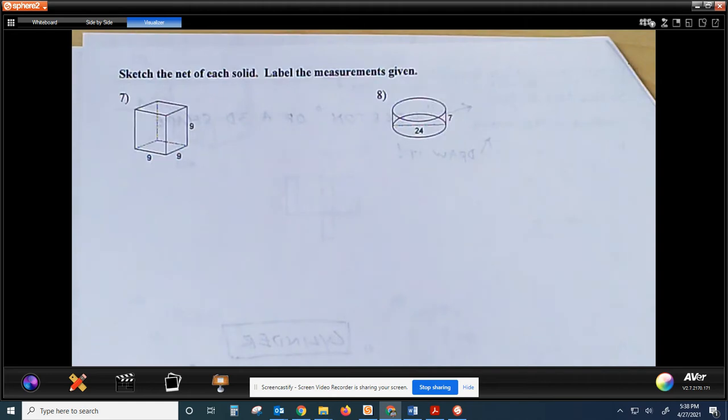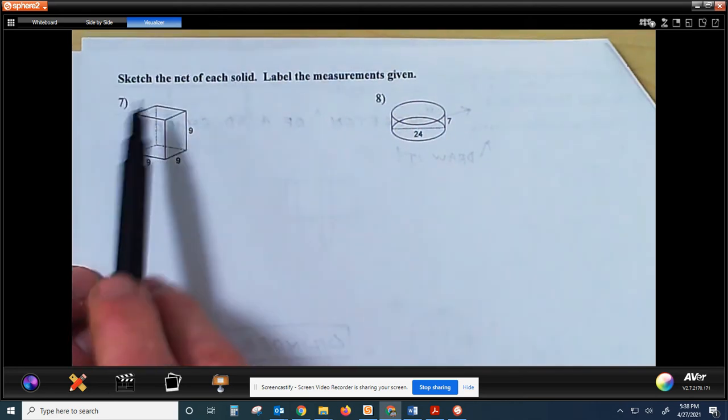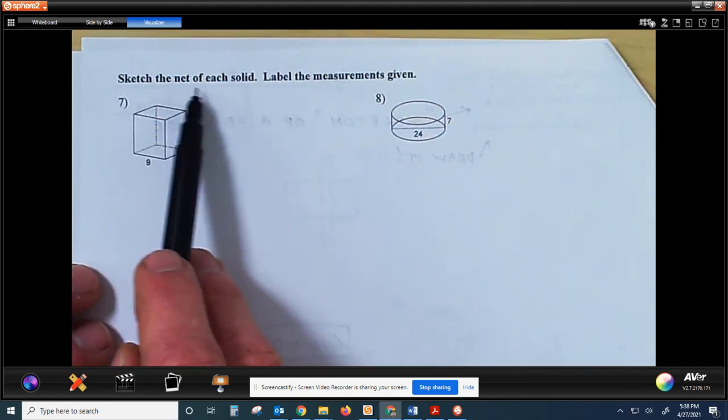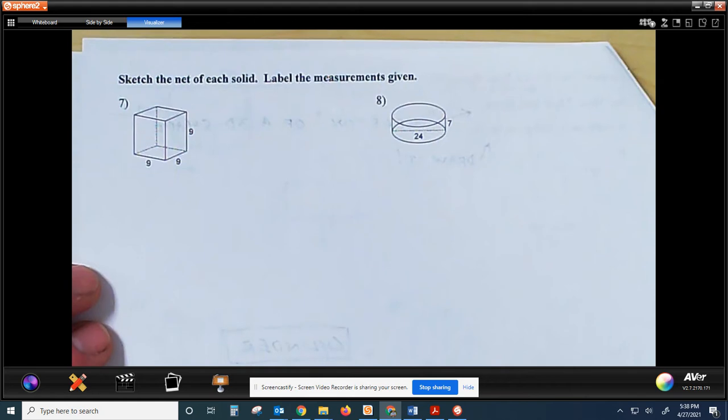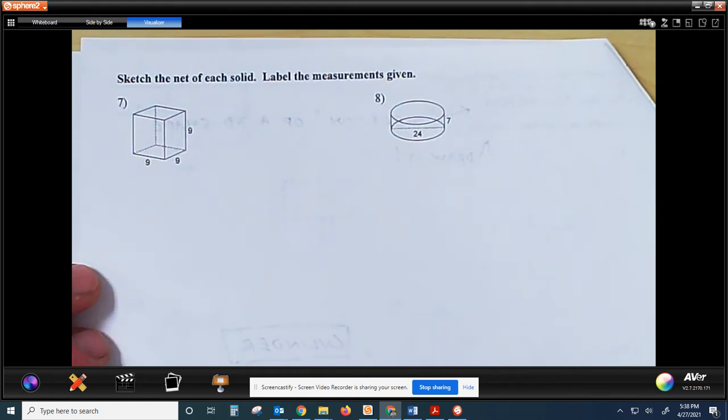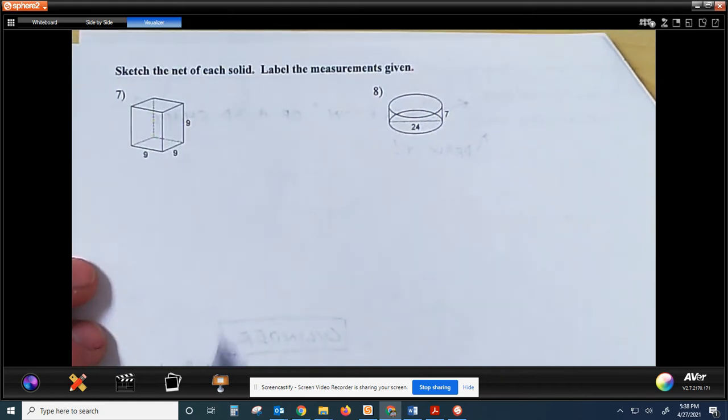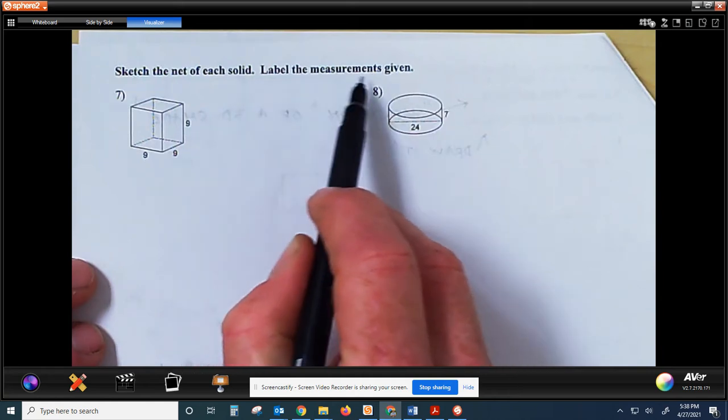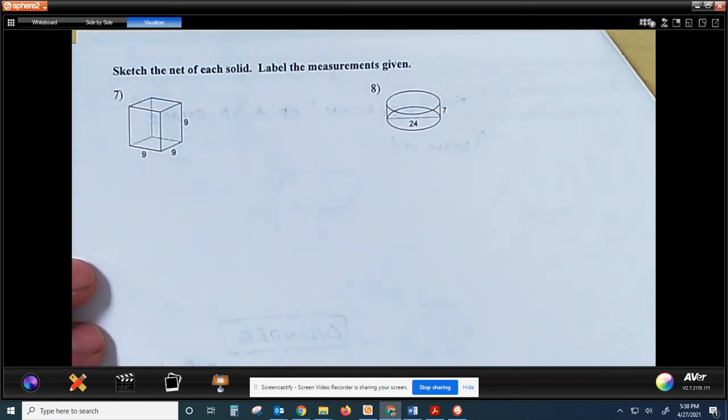So take a moment and turn your page over and look at number seven. Sketch the net of each solid. Before we get to the numbers, we're doing some sketching, an important part of geometry, in my opinion. Then label the measurements given.